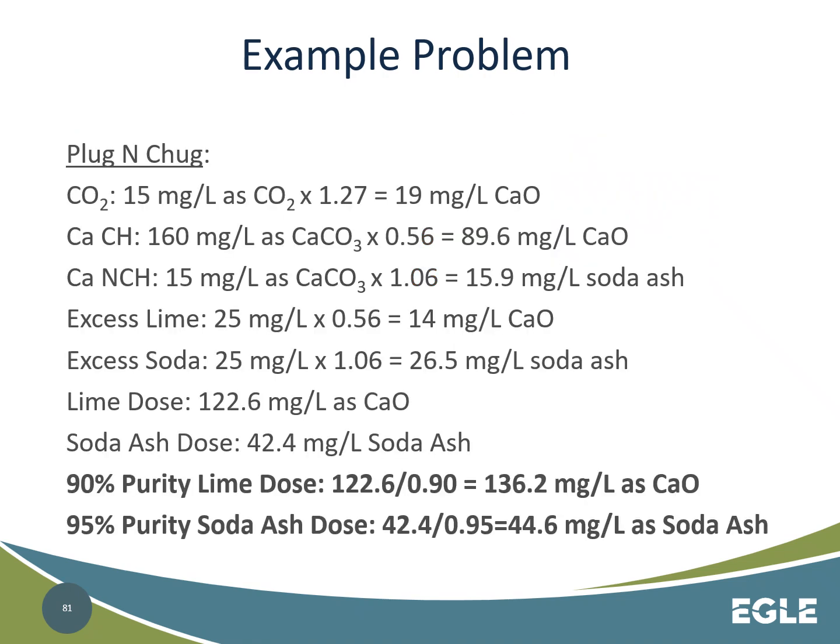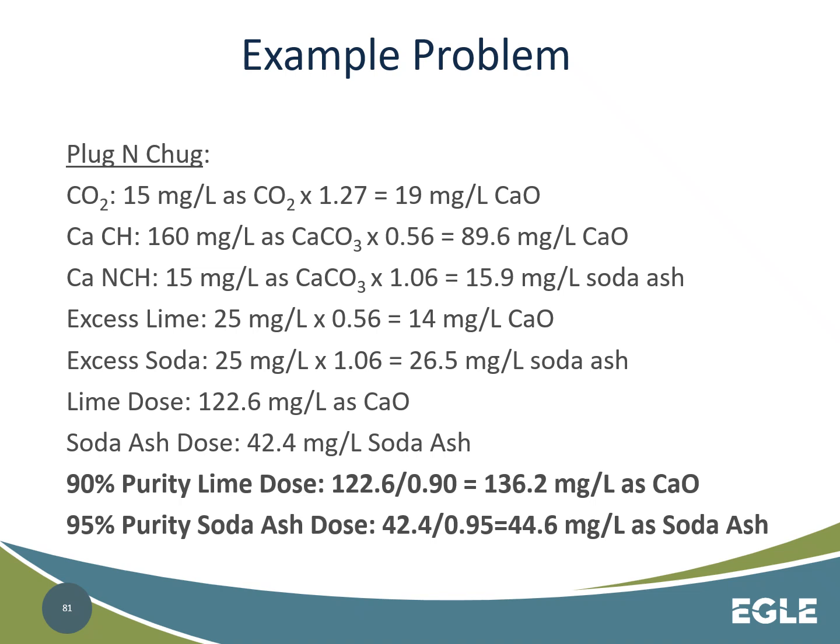Let's do the math, and remember to be careful of your units here. First, we calculate the lime required to neutralize the CO2. Remember the ratio given in the chart on the exam requires the CO2 concentration to be in milligrams per liter as CO2. So we have 15 milligrams per liter times the ratio of 1.27 gives us a lime dose of 19 milligrams per liter as calcium oxide or quicklime.